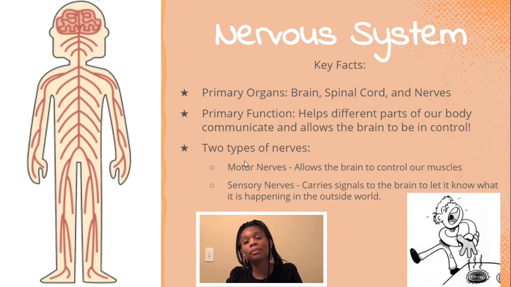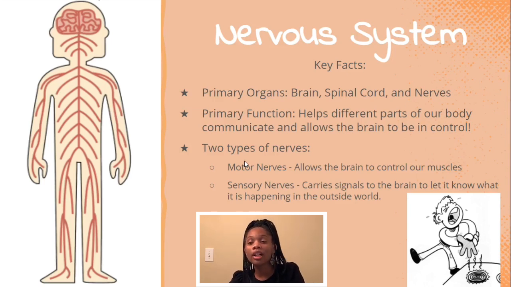All right, and then we have our nervous system. Our nervous system consists of our brain, our spinal cord, and our nerves. Its primary function is that it helps different parts of our body communicate and allows the brain to be in control. Your brain tells us how to think, how to feel, how to move. That's what the brain likes to do. It likes to be in control.